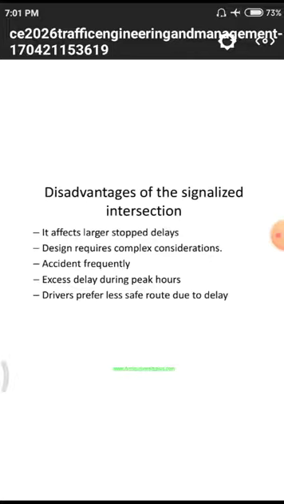Excess delay means normally we are having some peak hours on particular days. Monday, Tuesday, Wednesday, likely in a particular week, we are having peak hours. That means on Monday morning we are having a peak hour.